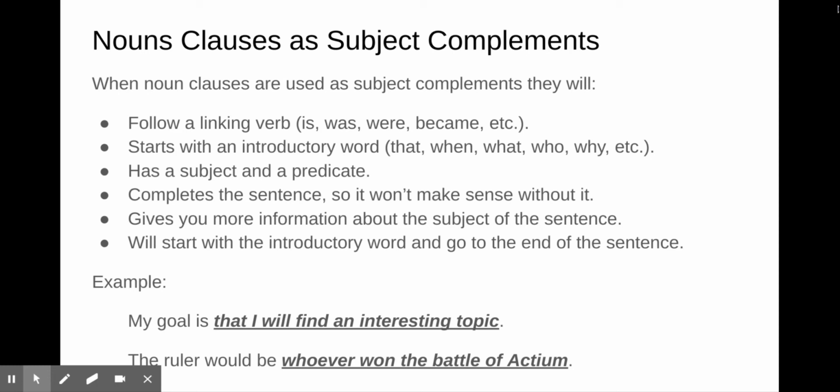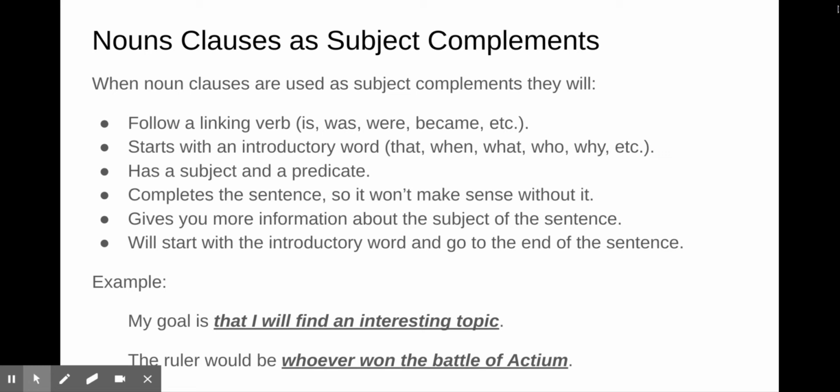After the introductory word, there's going to be a subject, there's going to be a predicate, and there's going to be modifiers in there. There might be prepositional phrases, there might be adjectives, but these are a lot easier to find because once you have that introductory word, you're going to go to the end of the sentence. So it makes it very, very easy. And again, to reiterate, just because it's a dependent clause, we actually still need it. If you got rid of it, the sentence isn't going to make sense. You couldn't just say, my goal is. It's not a complete sentence.